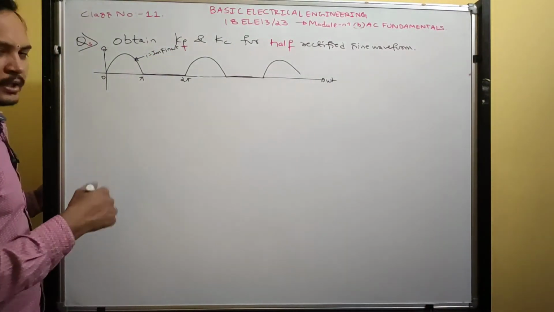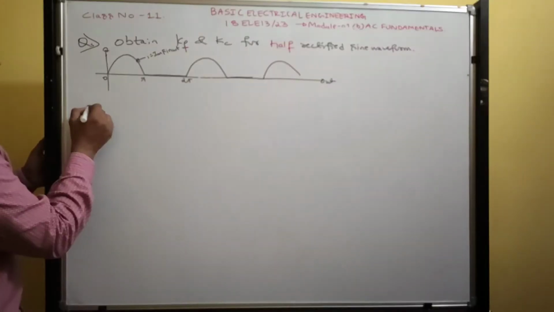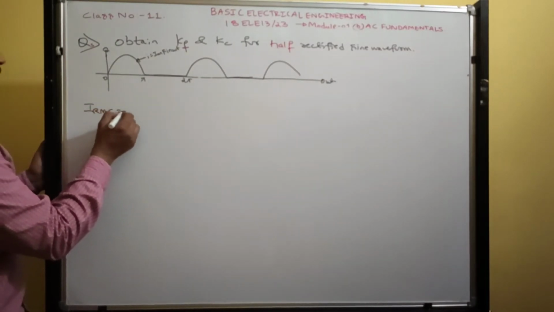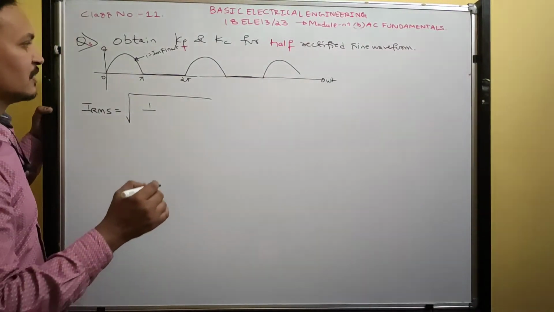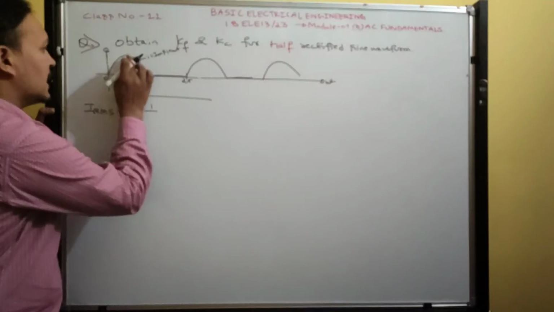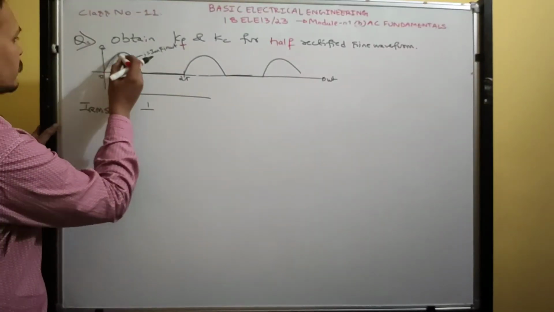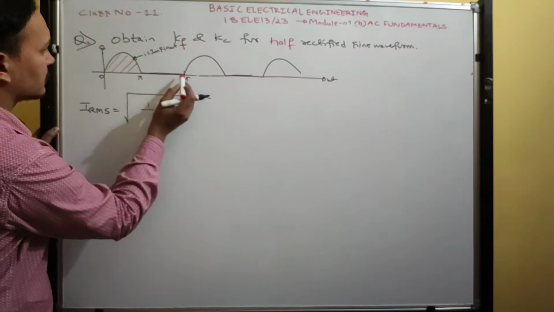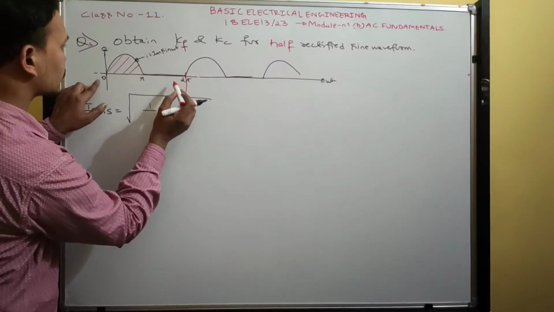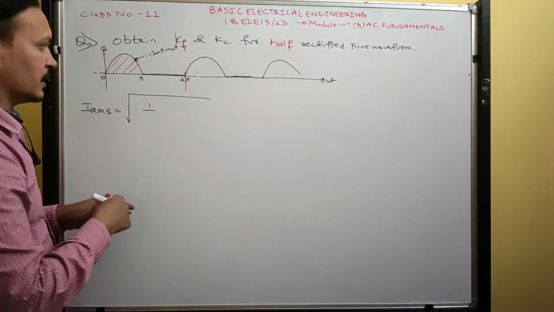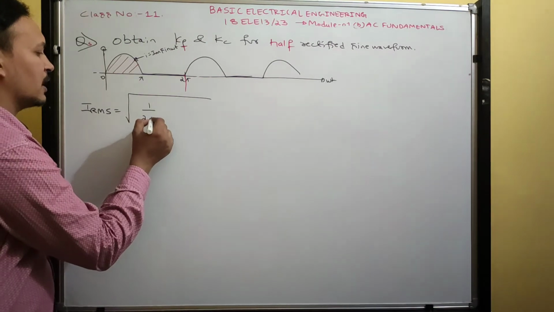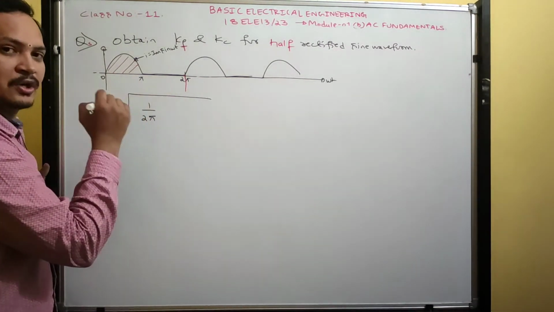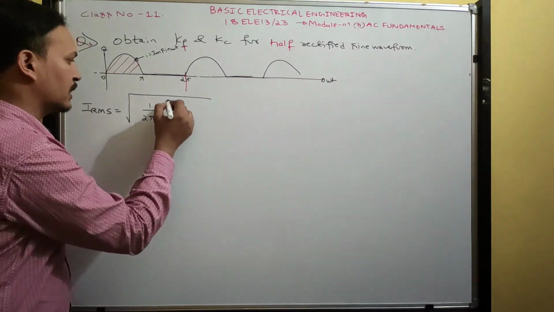So next, straight away derive the RMS and average value. First I am deriving the RMS value, because they asked for form factor and crest factor, and for that I need to find RMS and average. So IRMS is equal to the whole square root. Now you should write, look here. The time period: in this waveform, from here to here, the same thing is repeating after every 2 pi radians. So 1 by T, where T value is 2 pi. What I have written here, the same thing you write in the integral.